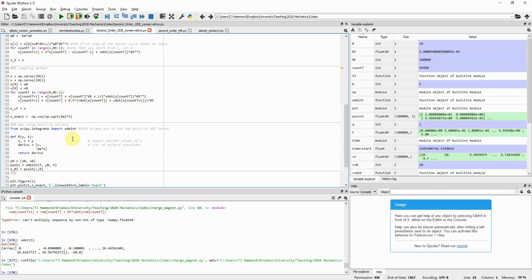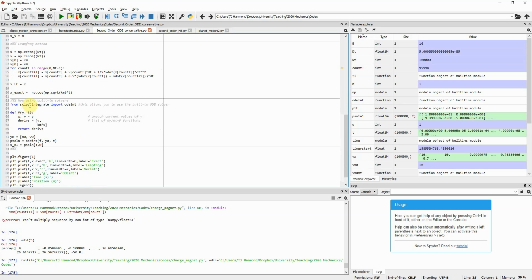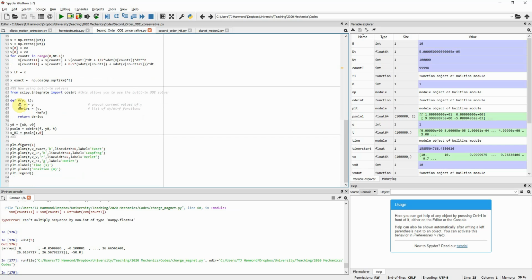And we can also compare this to built-in solvers. So you can use the SciPy library and import this odeint solver. So we define our function, and now because this is a second order differential equation, we define this function of y, but y is actually composed of x and v. So y is all of our functions that we want to integrate, or that we want to have the answers for, and we want to integrate over t. And so we need the derivatives of x, which is v, and the derivative of v, which is minus k over m times x. And that's all we need to do, and we return these derivatives.